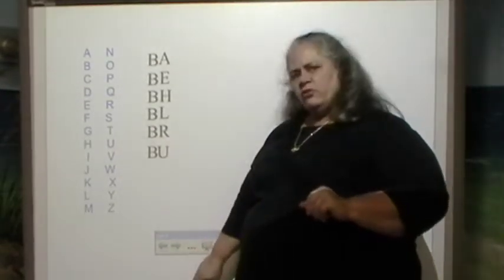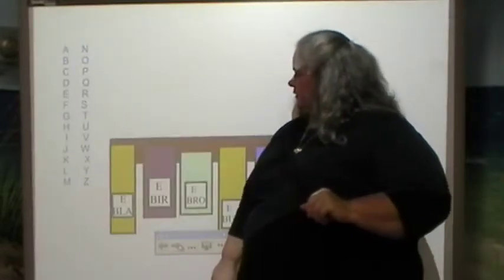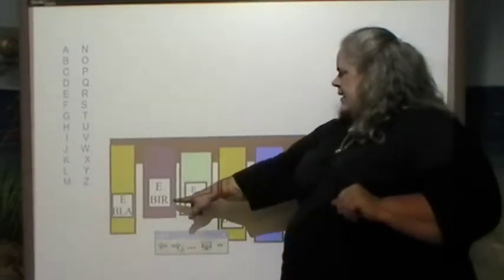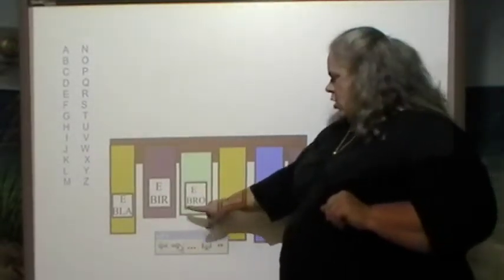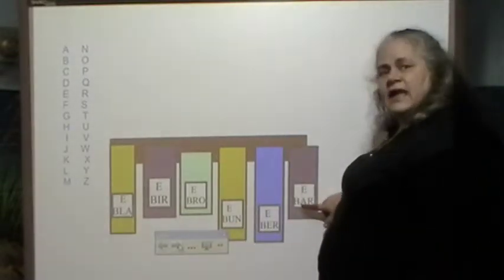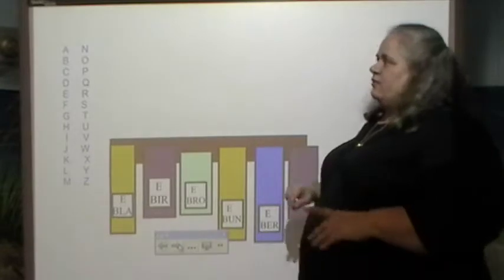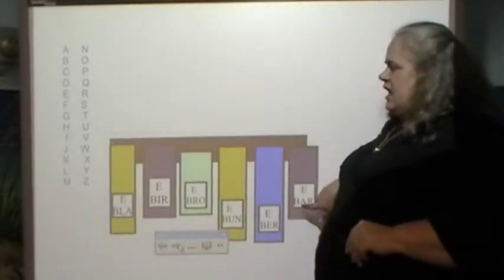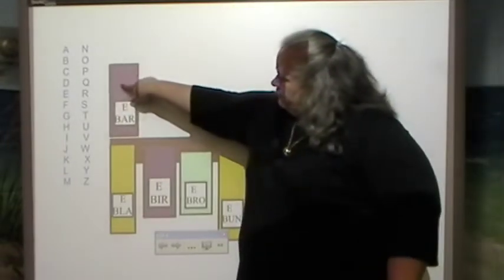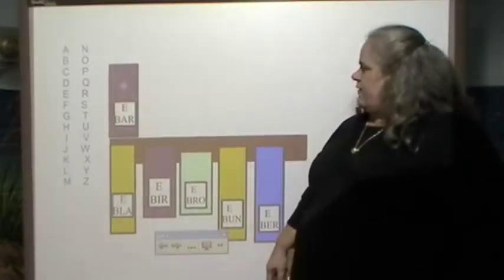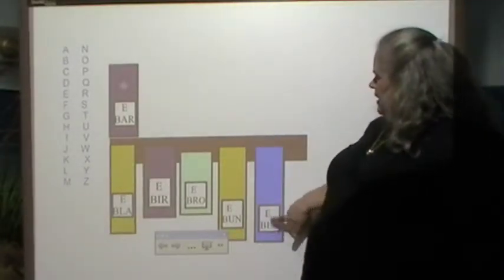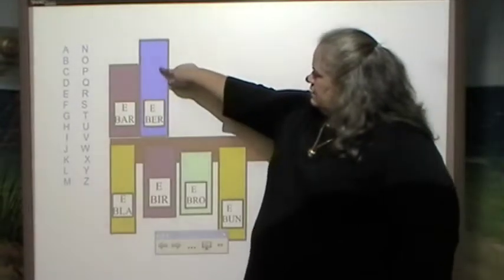Now let's try that with a group of books on the shelf. Here we have BLA, BIR, BRO, BUN, BER, and BAR. And so as we go by the alphabet, I just said BA, they all start with B, so the BA would come first. Then we have B, C, D, E. The BE would be next.